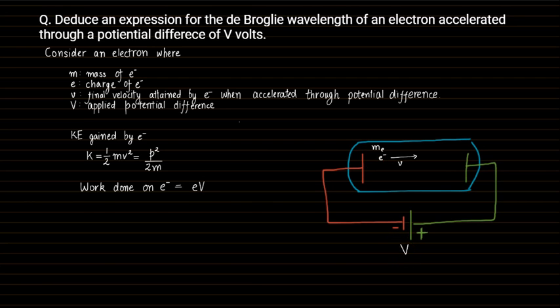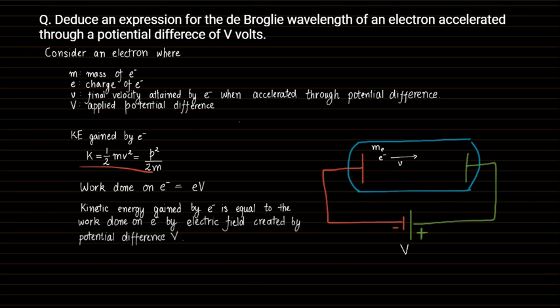Now, the kinetic energy gained by the electron should be equal to the work done on the electron by the electric field which is created by your potential difference. So these two expressions should be equal. Therefore, I can write p square by twice of m equals eV. From here, let's send this 2m to the other side. Fine. Now let's send this square to the other side, then this will become square root. So your momentum can be written as p equals root over twice of m eV, where m is the mass of the electron, e is the charge of the electron, and V is the applied potential difference.